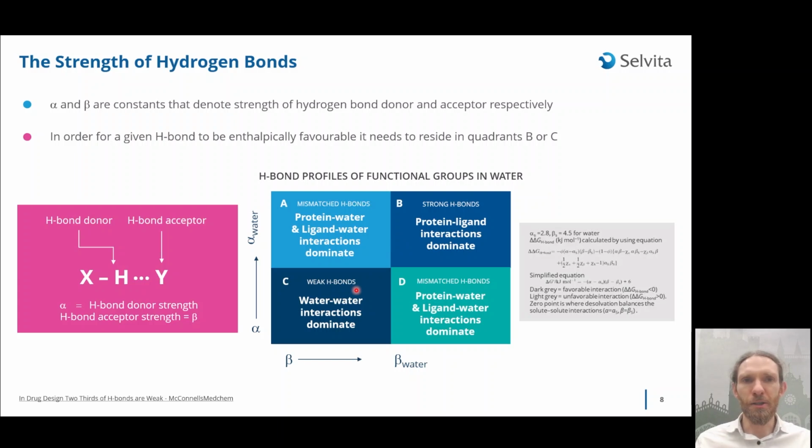If they are lower than alpha and beta of water, then water-water interactions dominate. For quadrants A and D, protein-water and ligand-water interactions dominate. So, from the perspective of solubility, in quadrant B, the ligand will not be solubilized because it will be bound with the protein. For quadrant C, the ligand will be bound with itself and water-water interactions will dominate. It will be precipitated. And the compound will be dissolved in quadrants A and D, when ligand-water interactions will dominate.